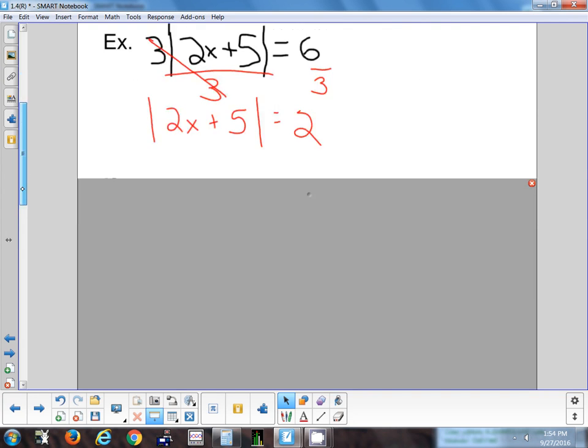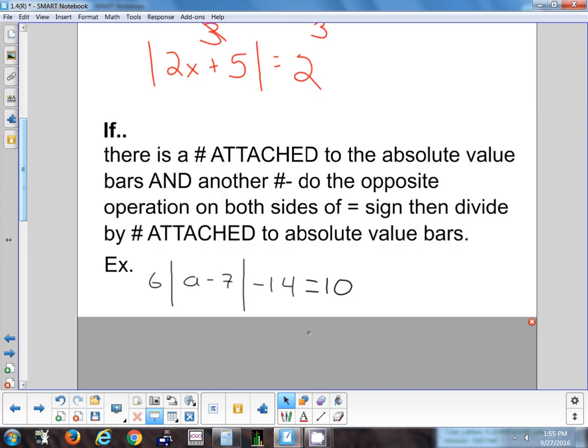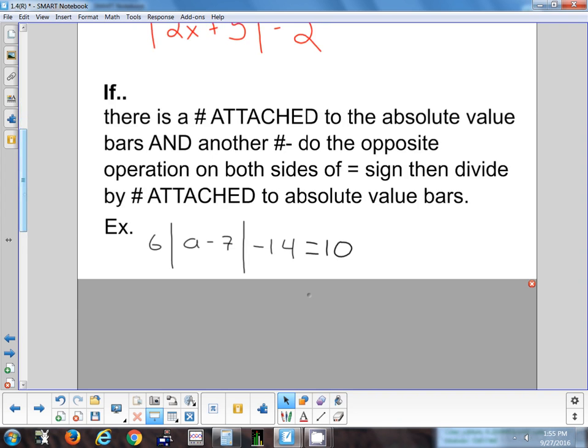All right? Another if that you might have. This is a little bit longer. So if there's a number attached to the absolute value, like we had in the first example, and another number. So now we got, like in this example, we got the 6 attached to it, but we also got this minus 14 and this negative 14. So we'll do the opposite operation on both sides first. All right, we want to get rid of this first, and then we're going to do our division.